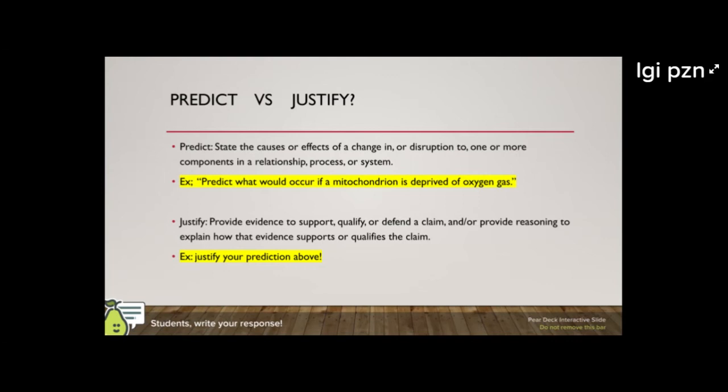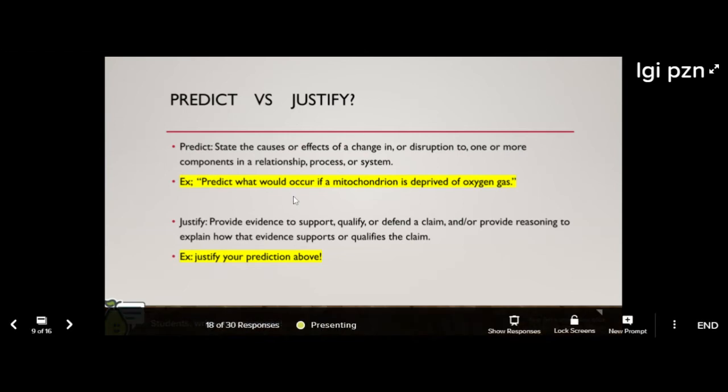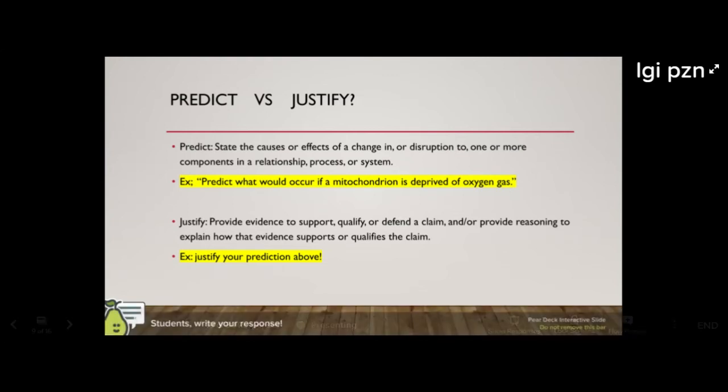So try this one. Predict what would occur if a mitochondrion is deprived of oxygen. Just write a prediction sentence. Don't justify anything yet. What do you think would happen? There are more than one correct answer here. Just do the answer to this. Predict what would occur if a mitochondrion is deprived of oxygen gas. You don't have to explain it. Just predict what you think would happen.